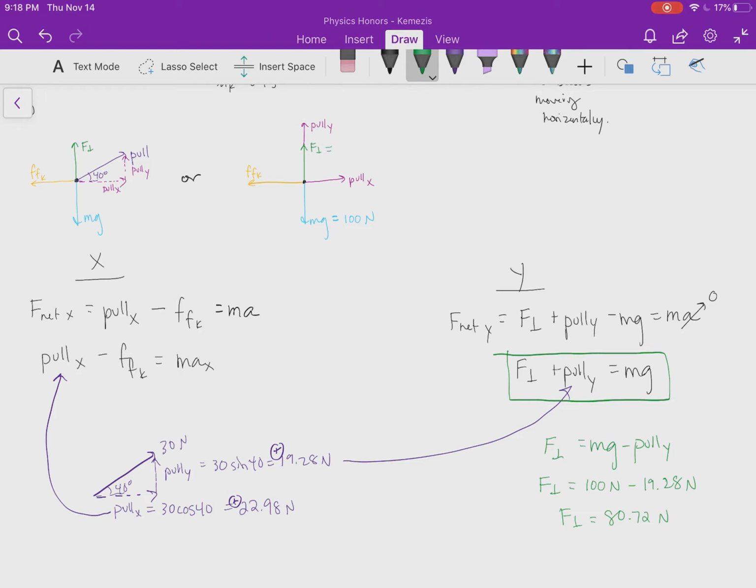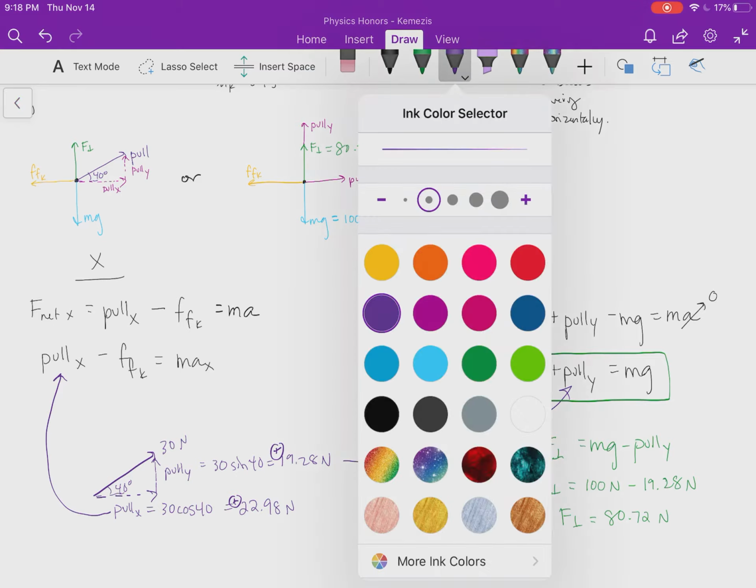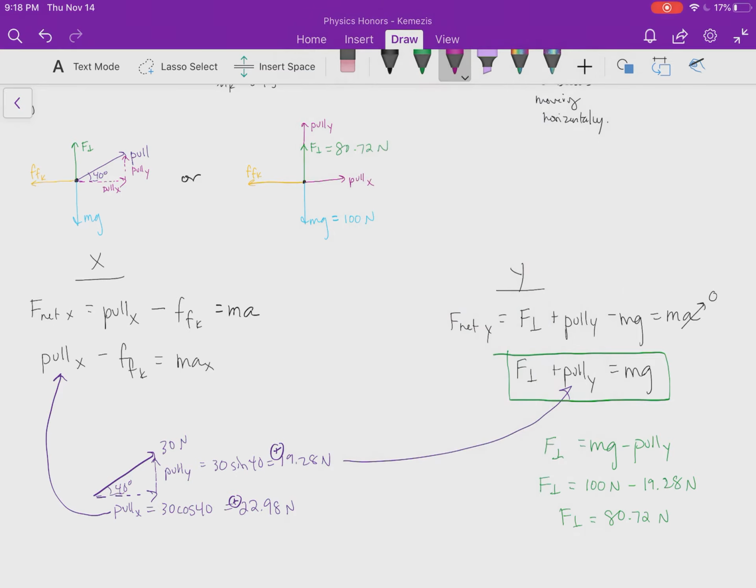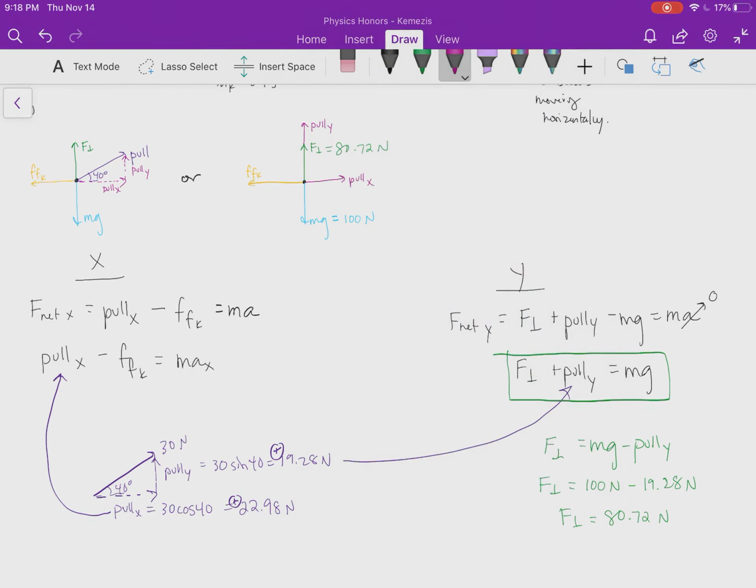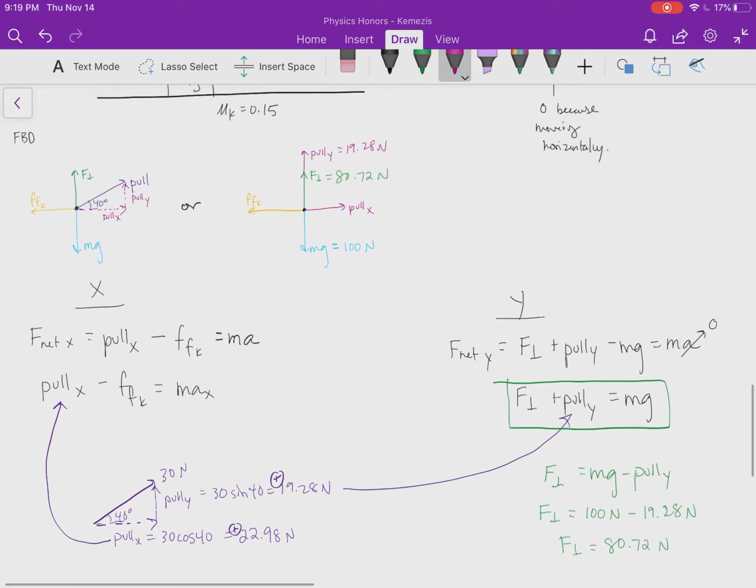Okay, and that's going in the up direction. We can put that here. 80.72 newtons. And if you want, we can put the pull y in. Pull y was equal to 19.28 newtons. Now, it should make sense that when you add the normal force and the pull force in the y direction, it has to equal 100 because there is no acceleration in the y. So we just got that one.